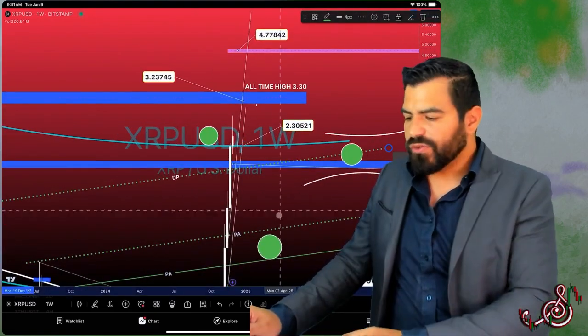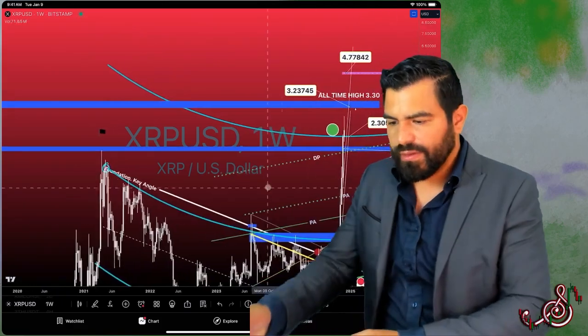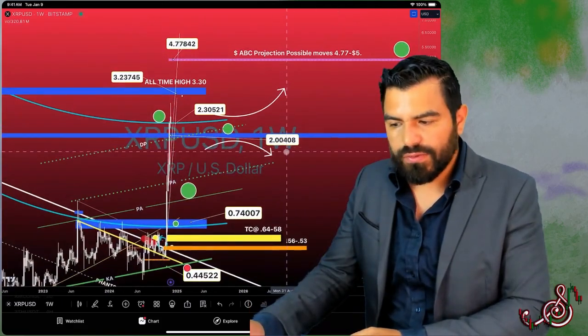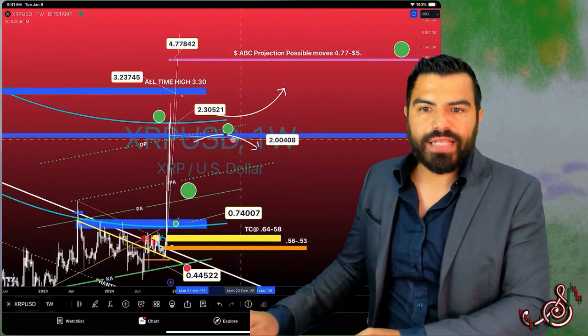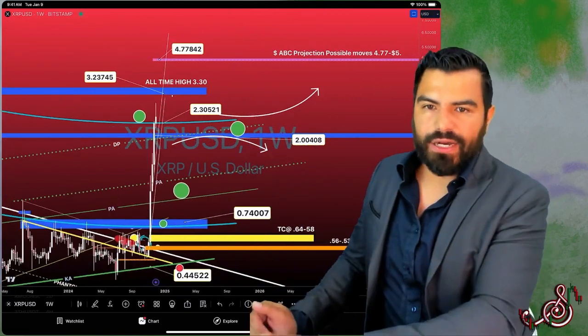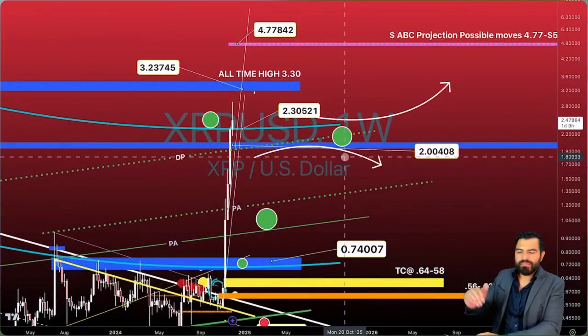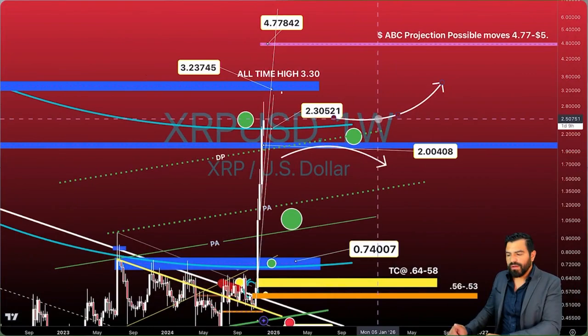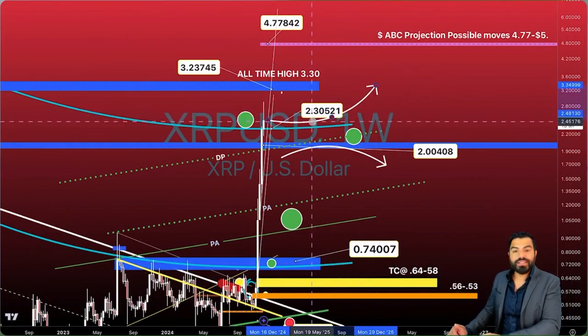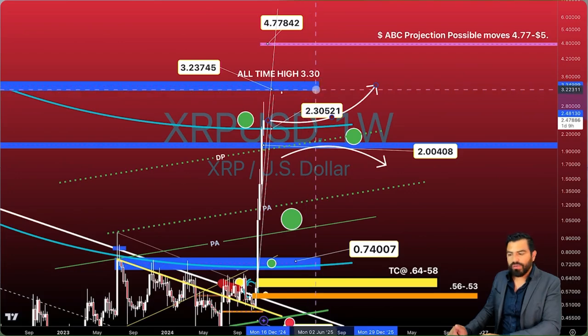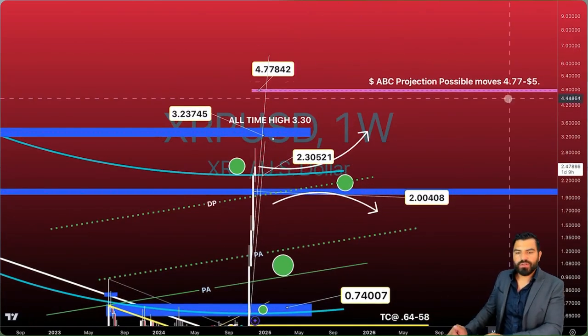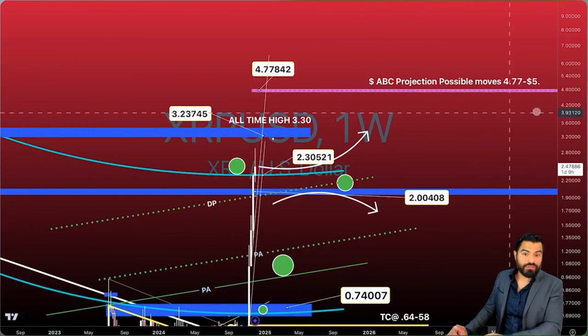There is resistance here along this price of $2. Structures underneath this area for XRP are going to see prices come back down. And structures above that range, above 2.30, could see us coming up to hit the all-time high, or my prediction, which is around $4.77 to $5.